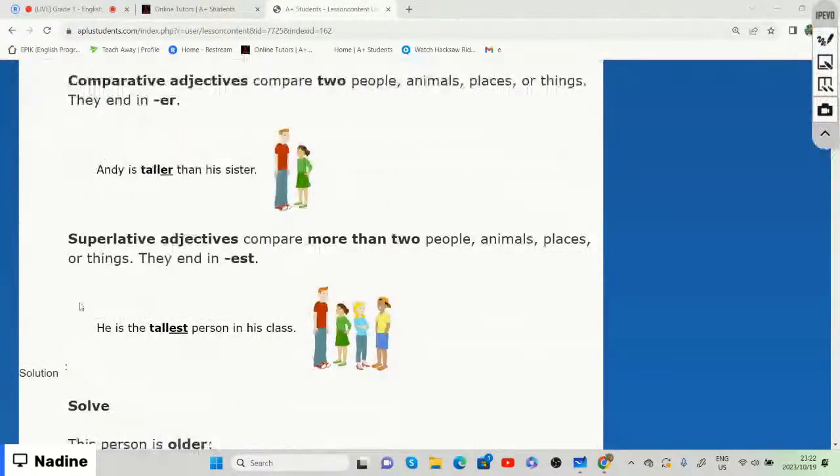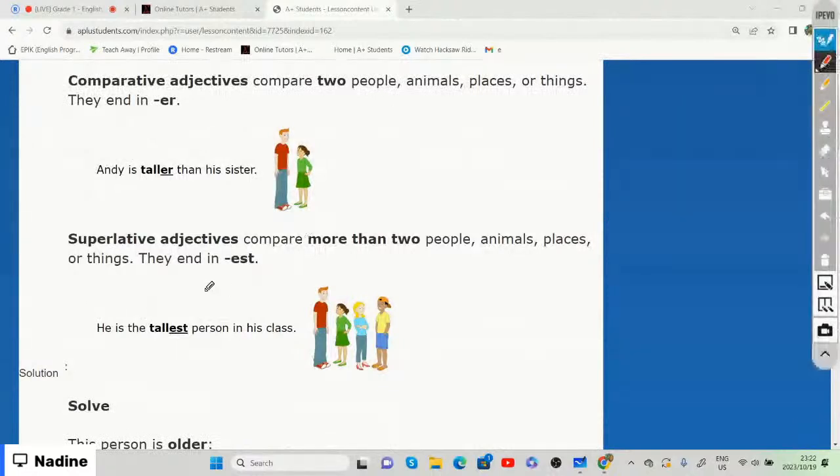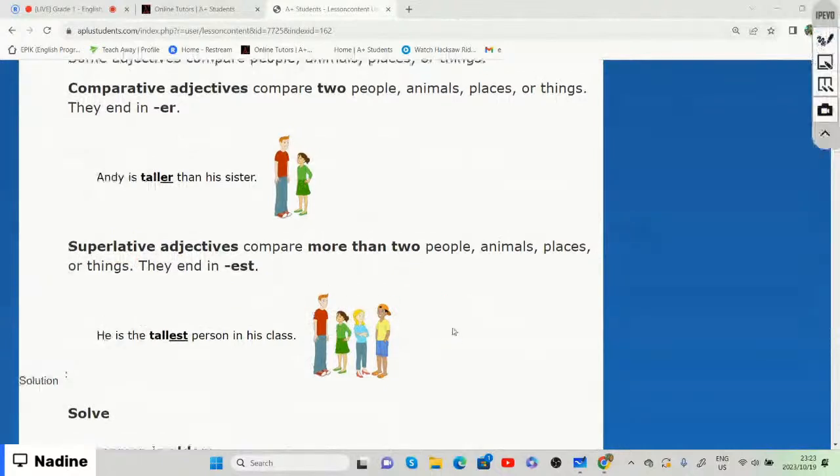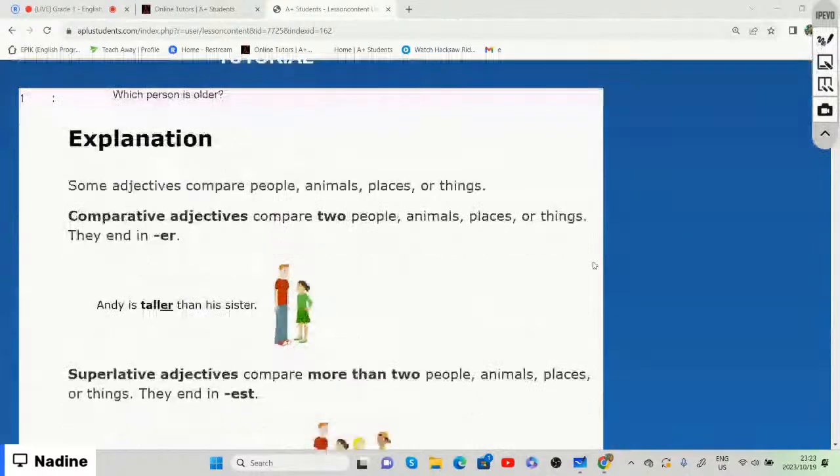Then we said we have a superlative adjective that compares more than two people, animals, places, or things. And as we can see, if we look at an example of Andy, again being tall, there we have Andy, and there we have the learners in his class. So Andy is the tallest amongst all of those people.